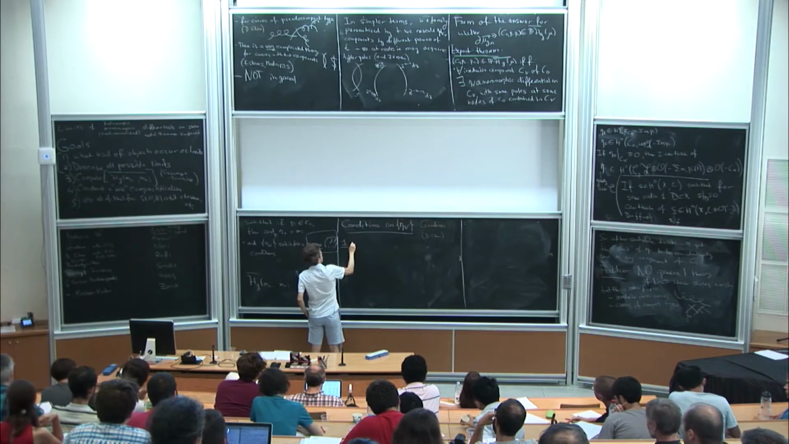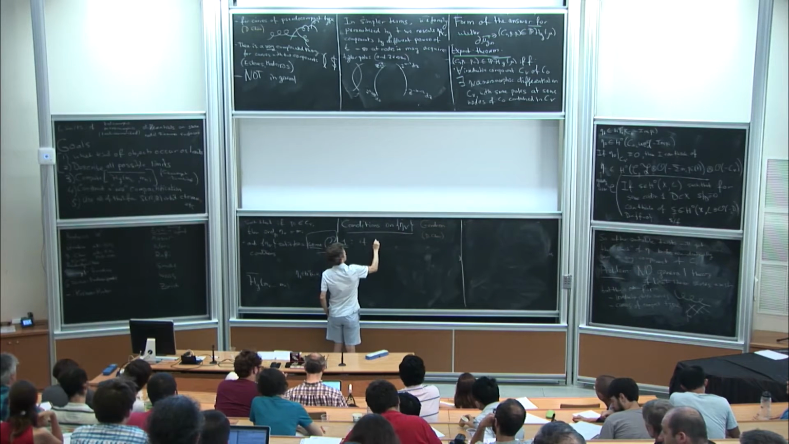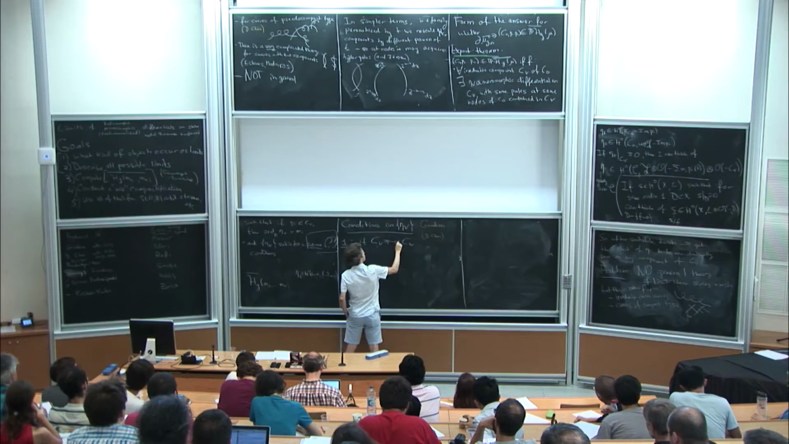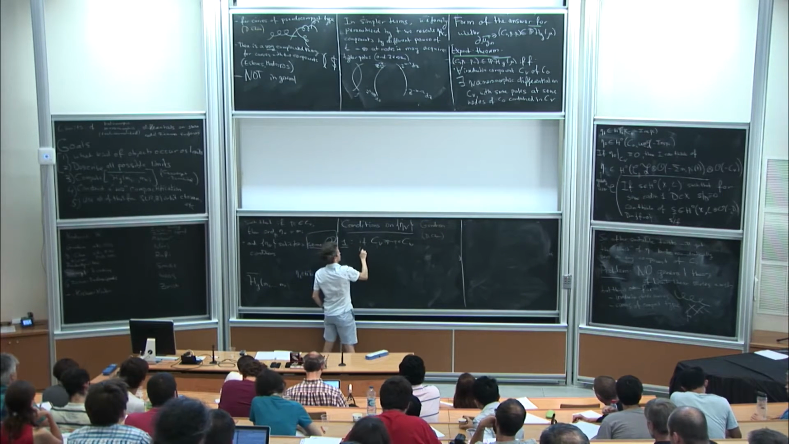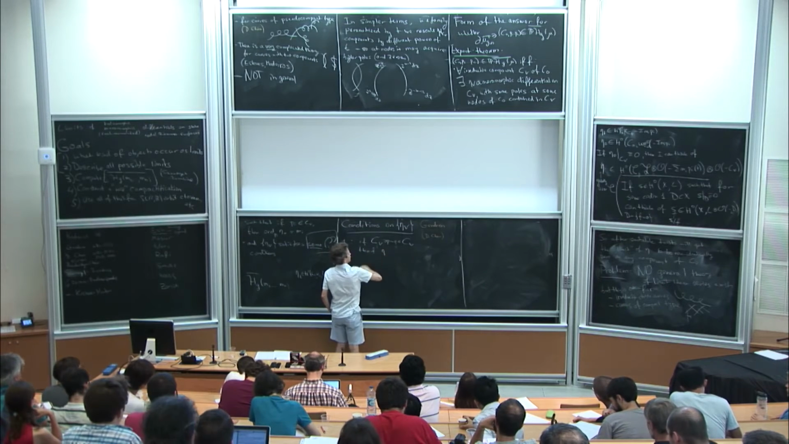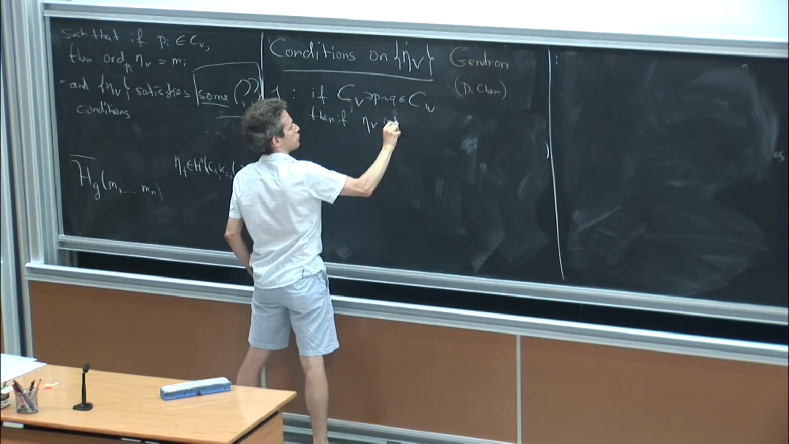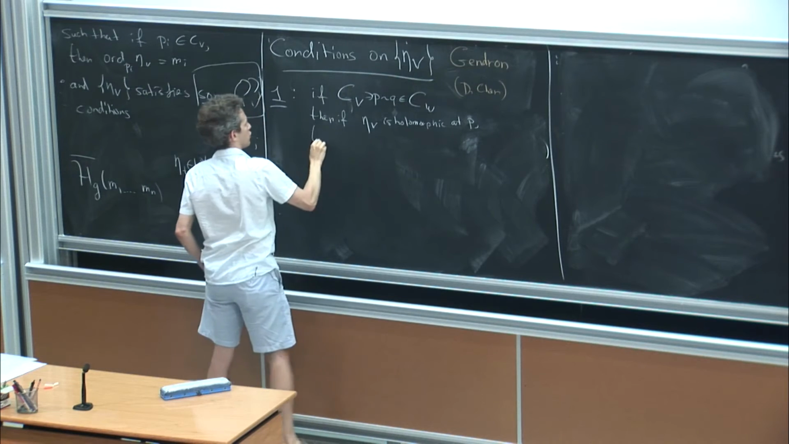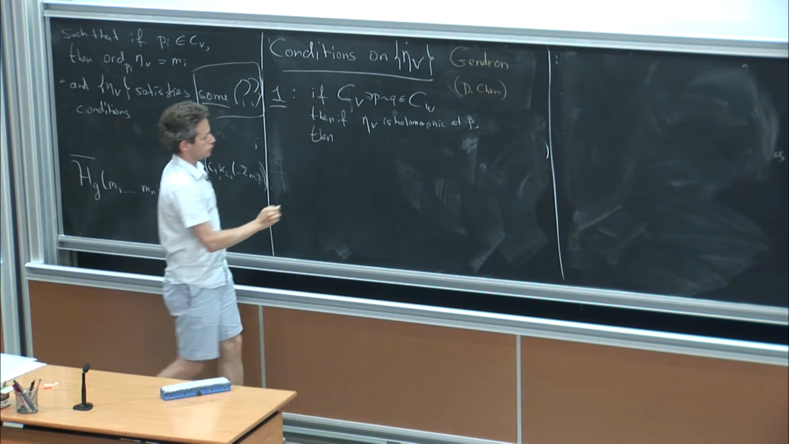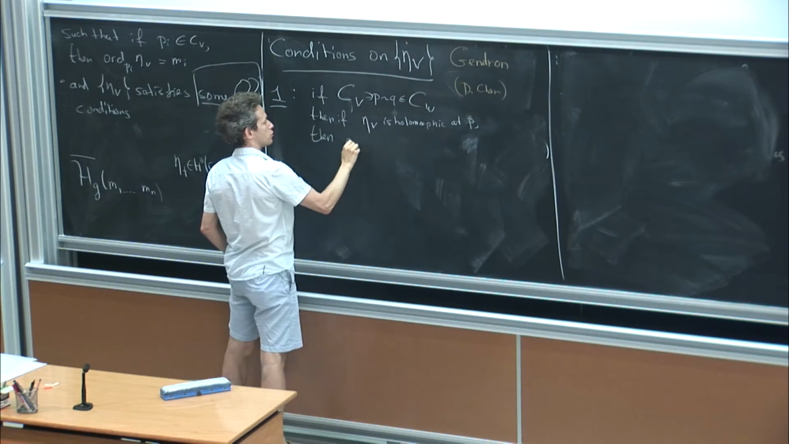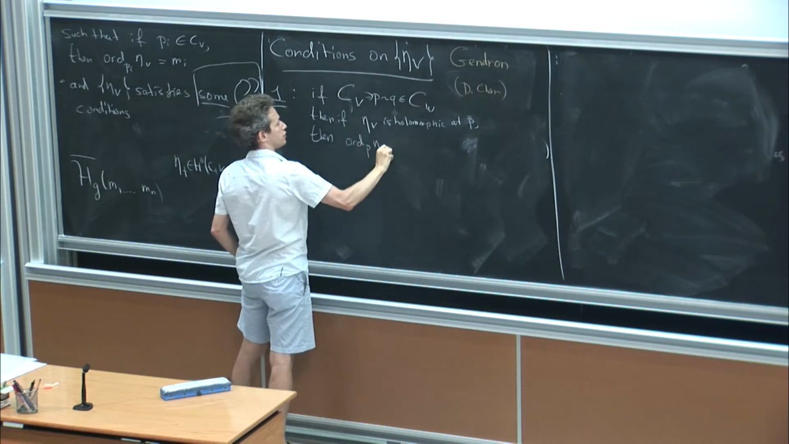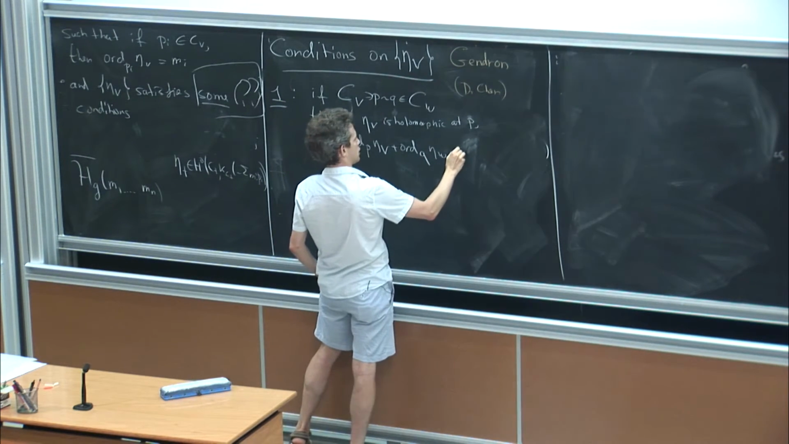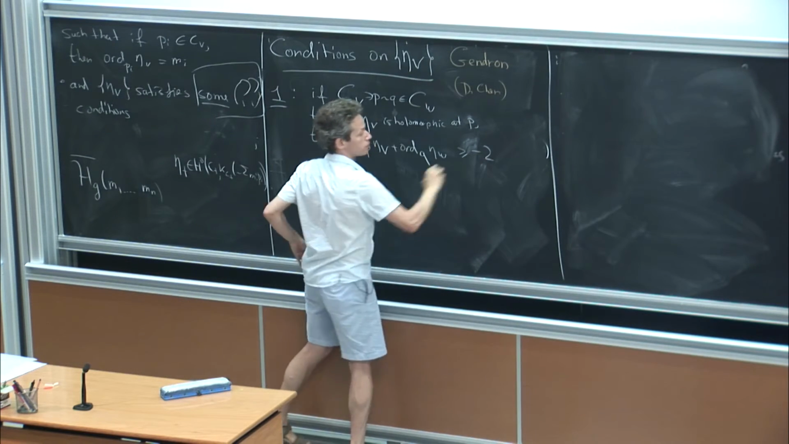One is the following condition. If I have two components, CV and CW, that meet at a node, then if eta V is holomorphic at P, I need to have a condition that the order at P of eta V plus the order at Q of eta W is at least minus 2.